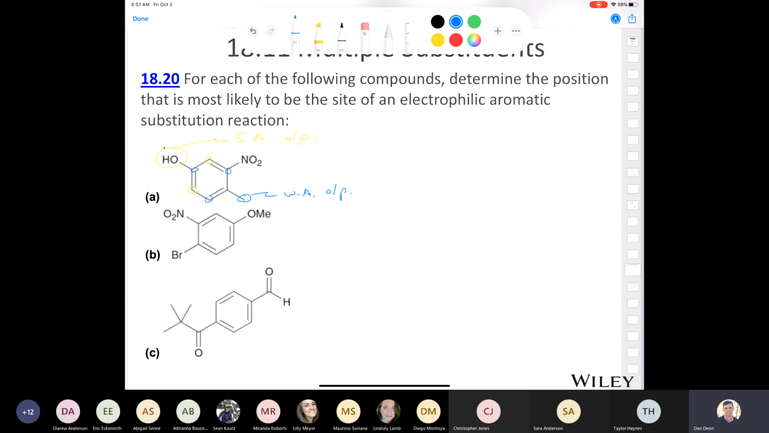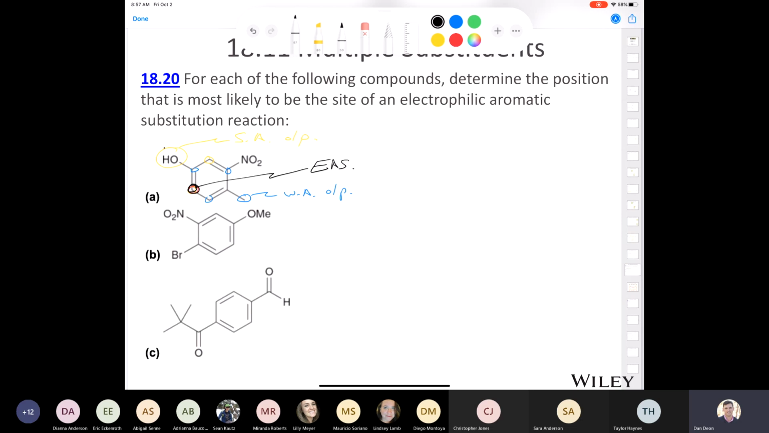Here's an ortho position. The para position is blocked. So far, this is going to be our number one position. And the nitro group is deactivating, so we won't even consider that. And so this will be the site of our electrophilic aromatic substitution.